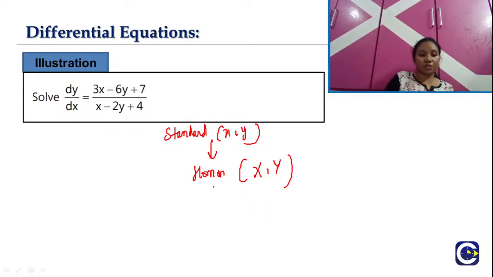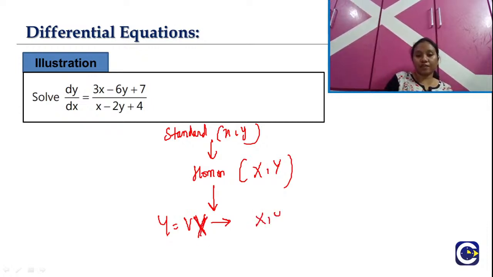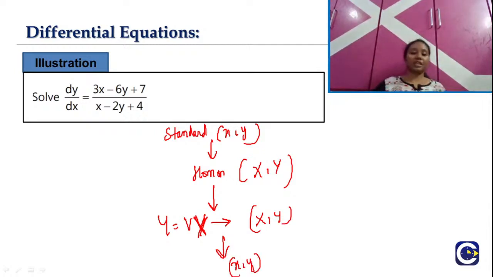So after this conversion, we'll have a solution in terms of v. From this v, again we substitute y equal to vx, so we'll have a solution in terms of v. That has to be converted again in terms of capital X and capital Y. Once we get the solution in terms of capital X and capital Y, in the final step we will be converting again in terms of our standard variables small x and small y.